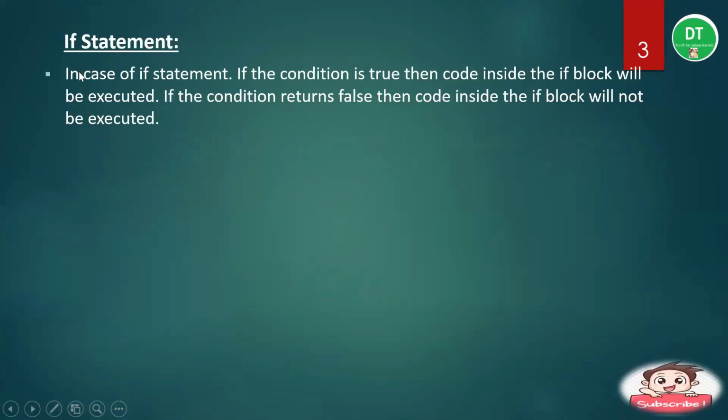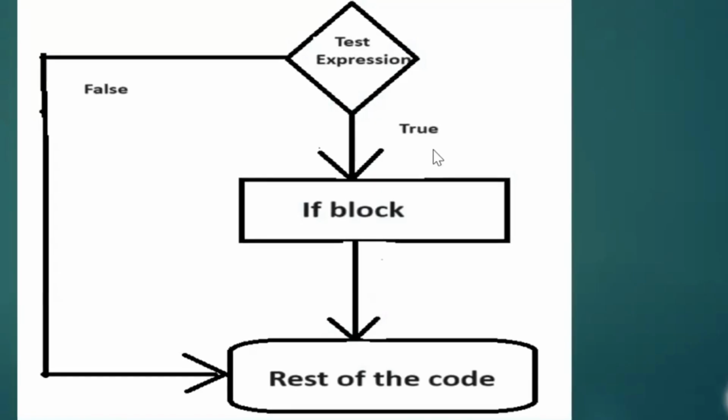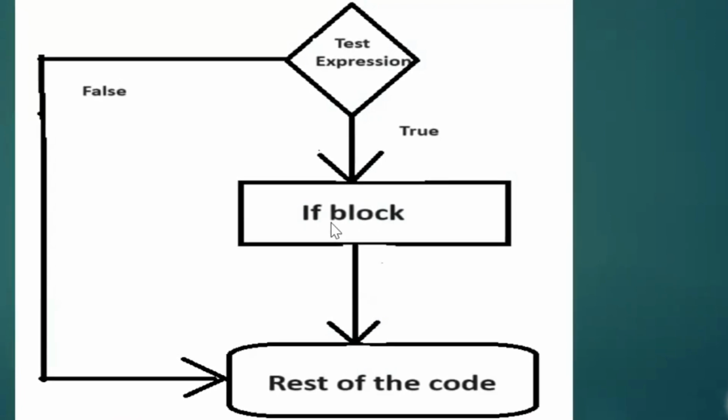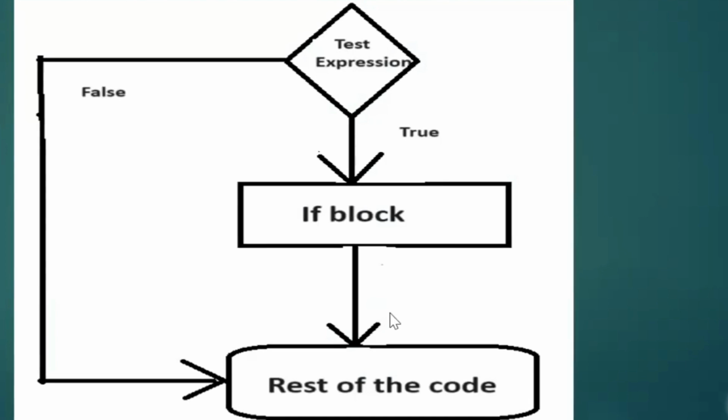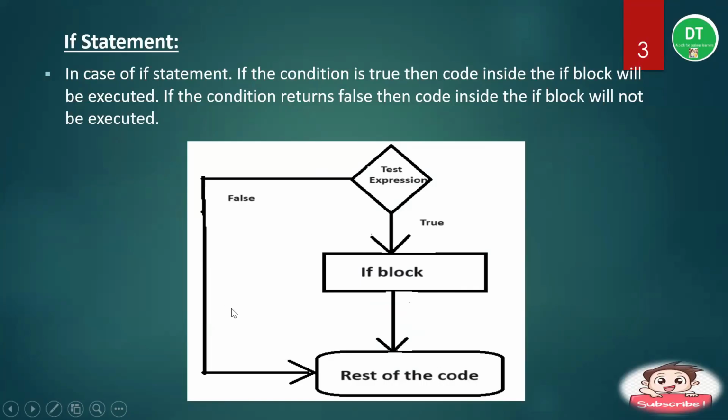In case of if statement, if the condition is true, then the code inside the if block will be executed. If the condition returns false, then the code inside the if block will not be executed. As you can see in the figure, first the test condition will be checked and if it returns true, then the code present in the if block will be executed. And after the if block, it will go to the rest of the code. Suppose the condition returns false, then it will not go into the if block and it will directly come to the rest of the code.